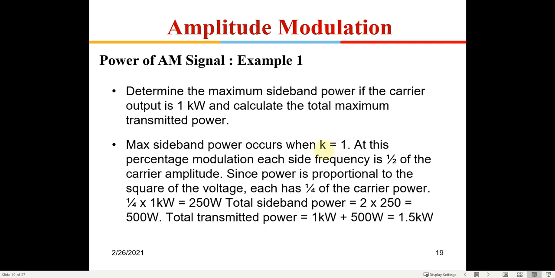index, so it is written as K here. Since the power is proportional to the square of the voltage, each sideband has 1/4 of the carrier power, right? So m square by 4, we know, is the carrier power available in each sideband, and m square by 2 is in both the sidebands together. So if the carrier is 1 kilowatt, m square by 4 with m equal to 1 gives 1 by 4, so 250 watts is the power available in the upper sideband and likewise the lower sideband. So the total power will be 1 kilowatt plus upper sideband plus lower sideband, so it will be 1.5 kilowatt.